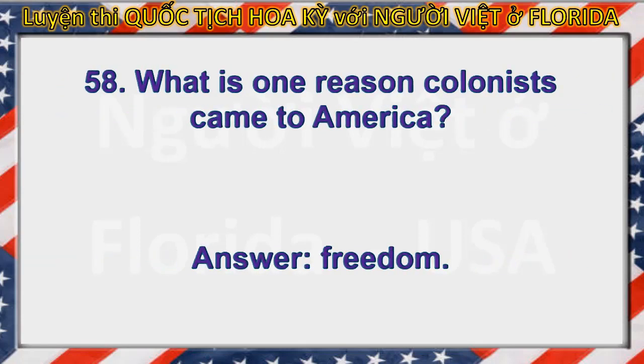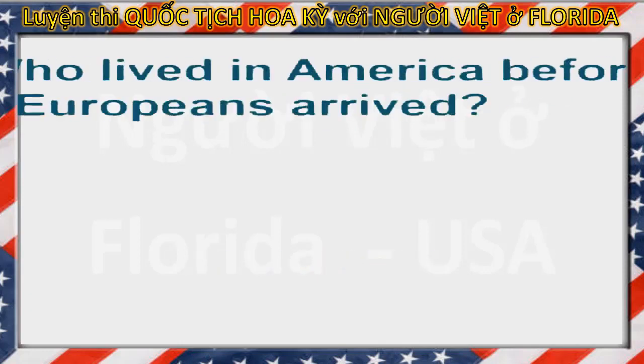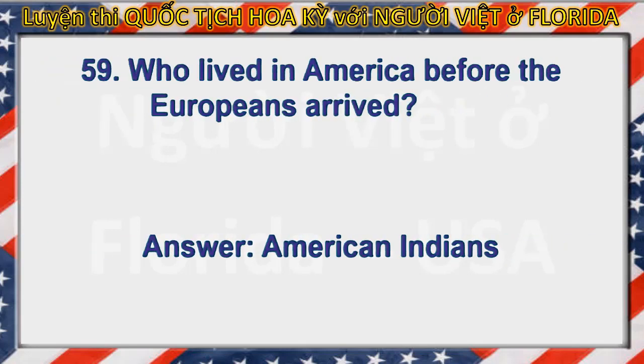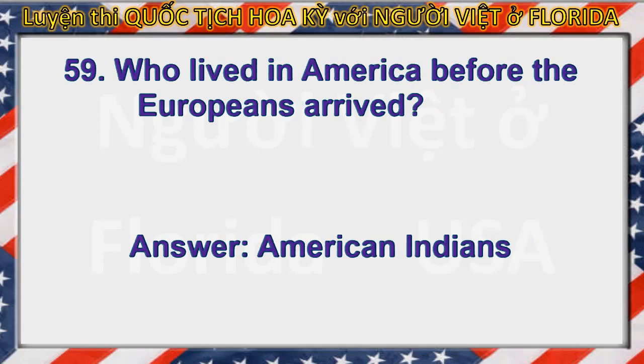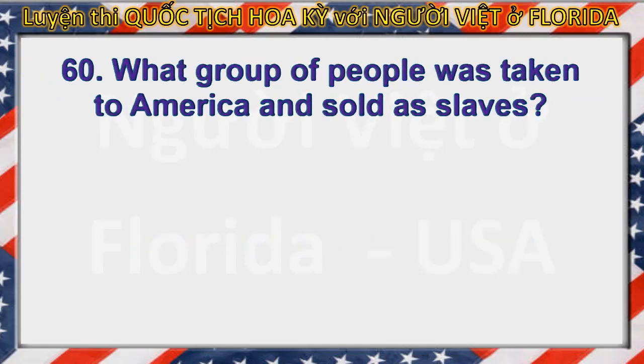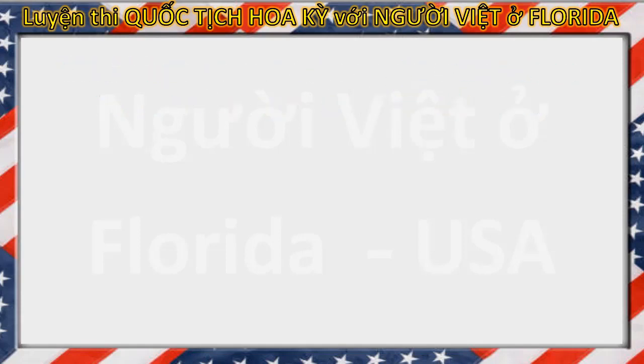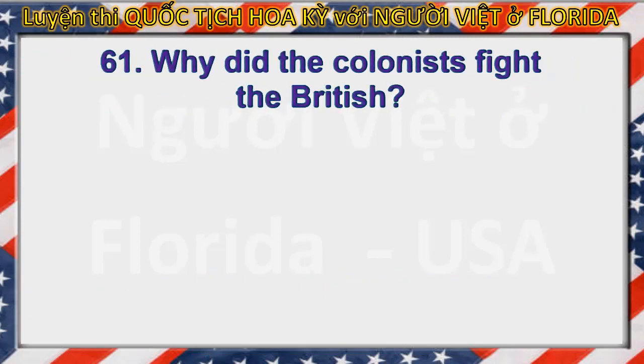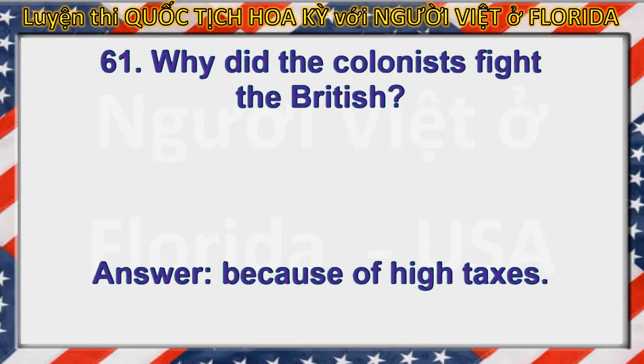Freedom. Who lived in America before the Europeans arrived? American Indians. What group of people was taken to America and sold as slaves? Africans. Why did the colonists fight the British? Because of high taxes.